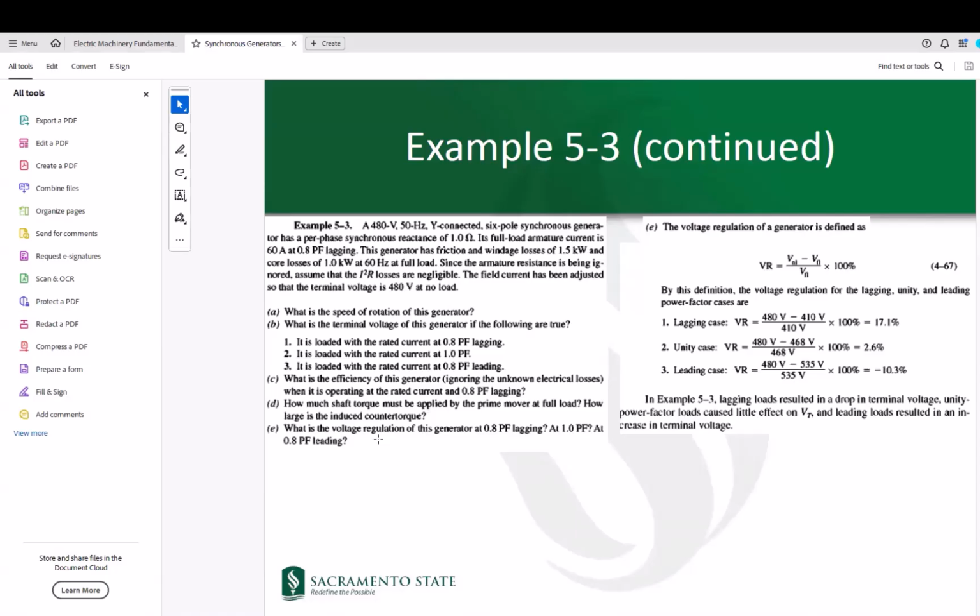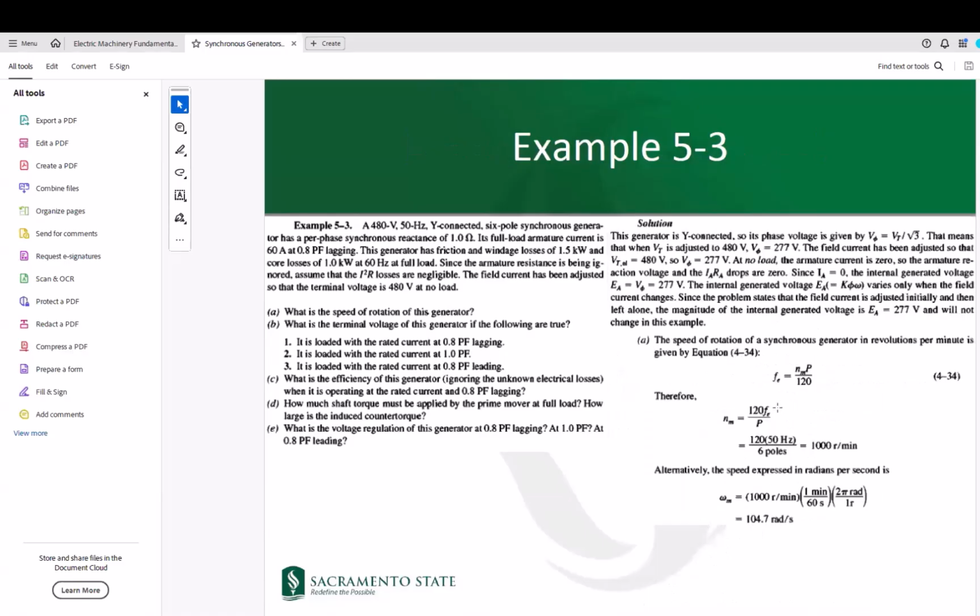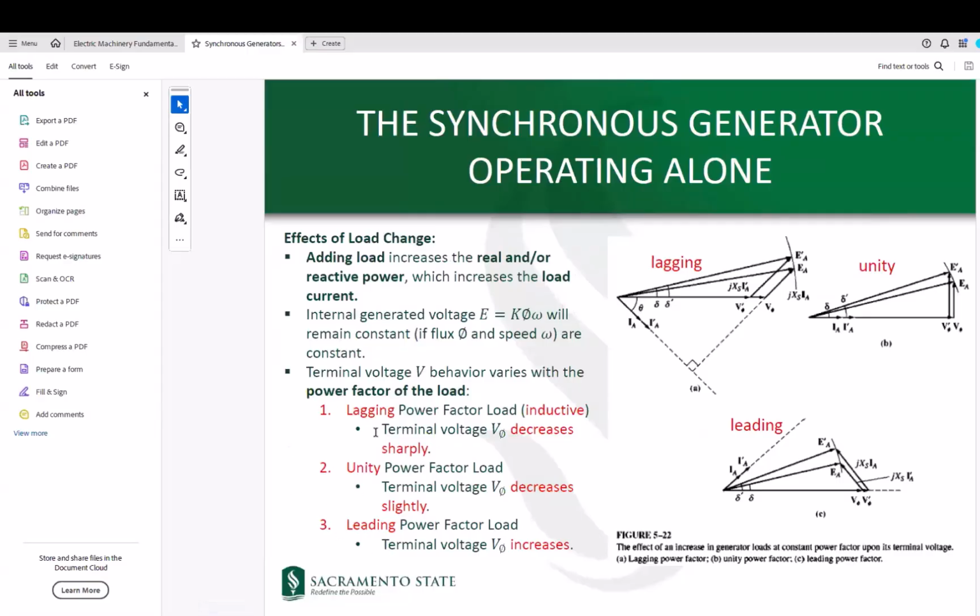Now it's talking about the voltage regulation in part E at 0.8 power factor lagging in these three cases, when you had lagging, unity, and leading power factors. So using the voltage regulation, in the lagging case, you have positive voltage regulation. In the unity power factor case, you have, again, positive, but much smaller than the lagging case. And under the leading power factor conditions, the voltage regulation is found to be negative. So this is expected based on what we discussed in here. Under different power factor conditions, what we would expect as the voltage regulation.